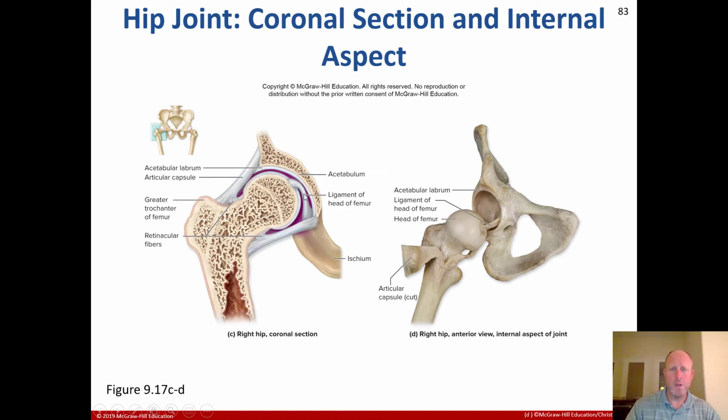And looking at a coronal section, the internal aspect of the hip here, looking at the acetabular labrum here, this being the acetabulum itself, and then this being the head of the femur, the greater trochanter, and the lesser trochanter below there, and this here being the ligament of the head of the femur, helping to maintain the attachment there. Retinacular fibers as well play a role in keeping stability at that hip joint.